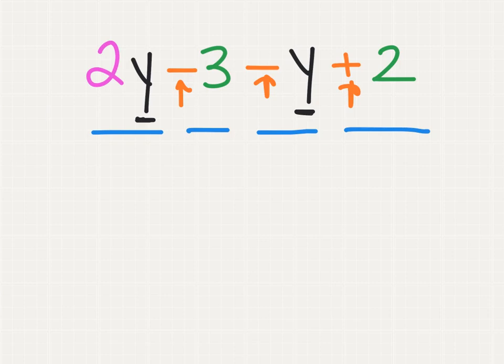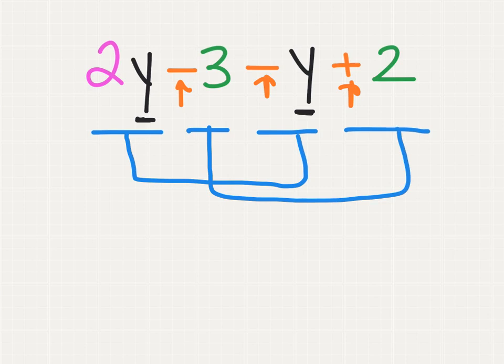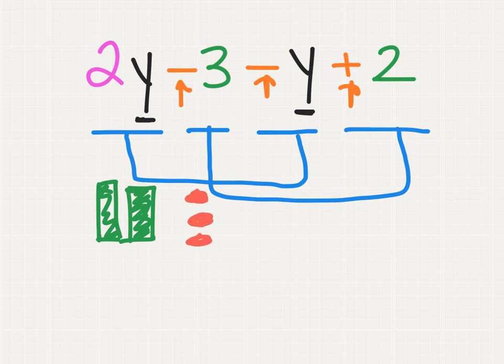In order to simplify this algebraic expression, I'm going to combine like terms. So for example, I see that 2y and negative y are like terms. They both share the same variable. I also see that negative 3 and positive 2 are like terms. They're both constants. So if I were to go ahead and model this expression, I would model 2y with 2 green rectangles representing the variable 2y. I would model negative 3 with 3 red counters. I would model negative y with 1 red rectangle to represent the negative variable. And I would then model positive 2 with 2 yellow counters.